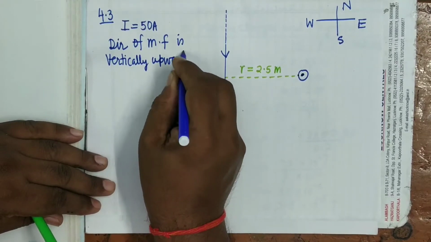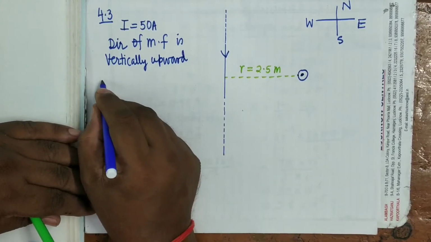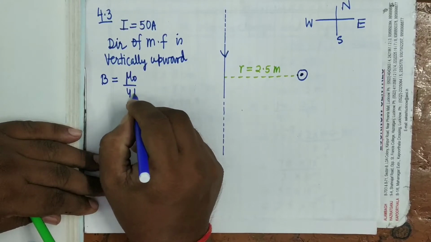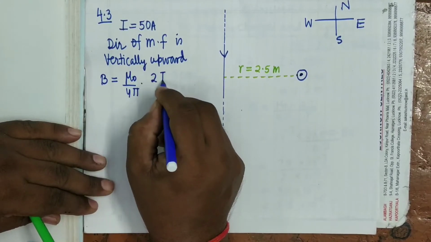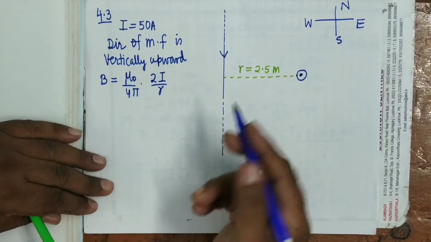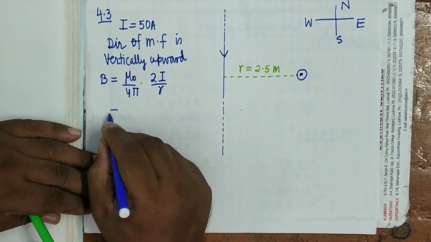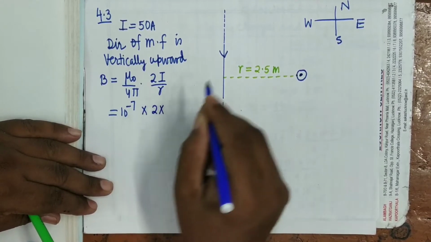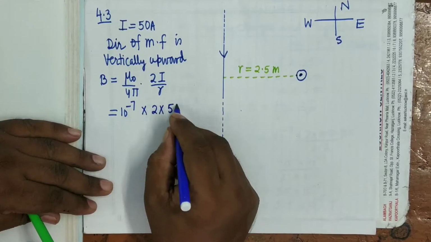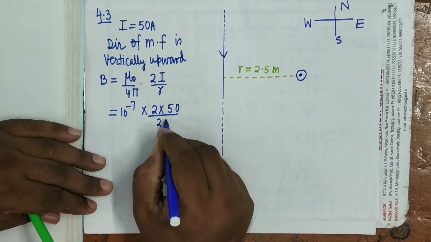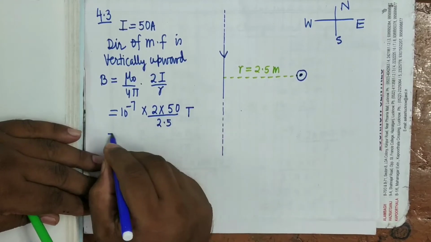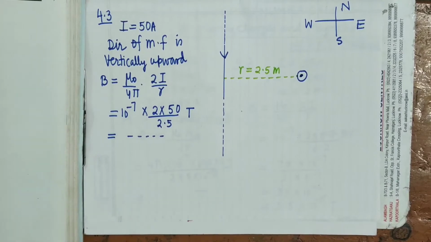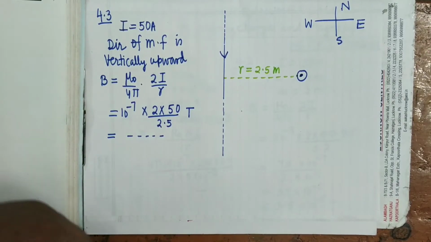Now what will be the magnitude of magnetic field? That is very simple, that you can find. B equals mu naught upon 4 pi, 2I upon R. Now everything is given, so you can find it. 10 to the power minus 7, 2 into I, which is 50 ampere, and R is 2.5. It will come out in Tesla, so you can do that. I am not doing it further; the main point I have told you. Now see question number 4.4.